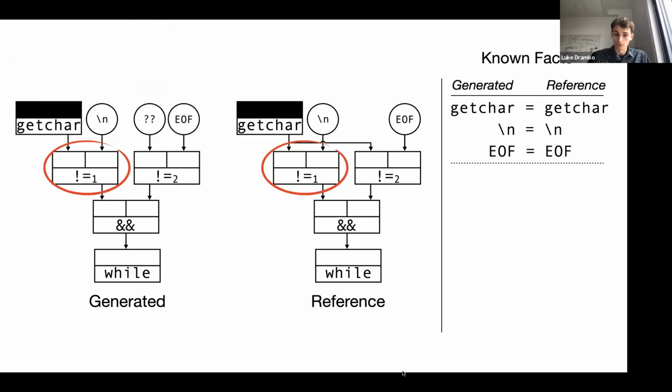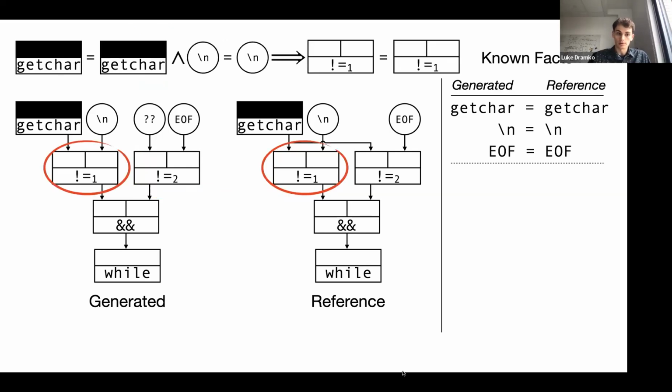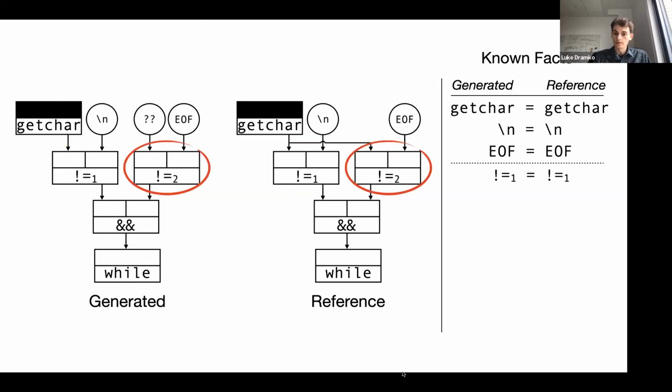But how about these two? Well, getChar is the same thing as getChar, and new line is the same thing as new line. So we can, in fact, conclude that the first not equals in the generated is aligned with the first not equals in the reference. So we can satisfy the conditions here and add this to our list of known facts. All right, let's keep going. So how about these two?